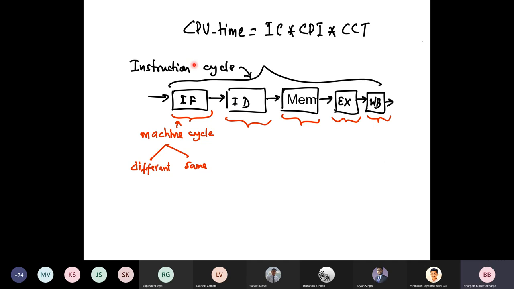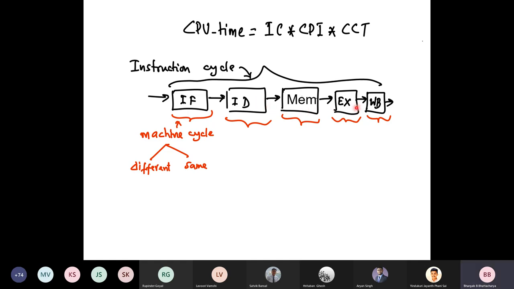So the CPU time is therefore IC times CPI times CCT, as we have discussed. And then memory access, execute, and write back. So for example, if it is a load instruction in MIPS, first of all, you have to fetch the instruction, bring it to the processor side, instruction decode, and on decoding, you find that it is a load instruction. That means you have to compute the address, right?